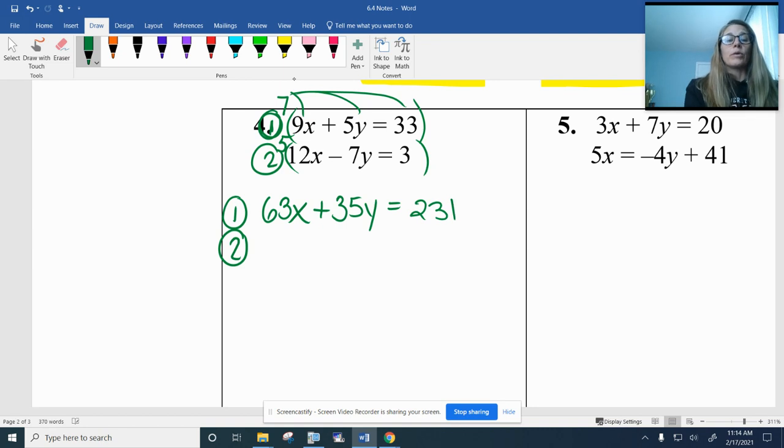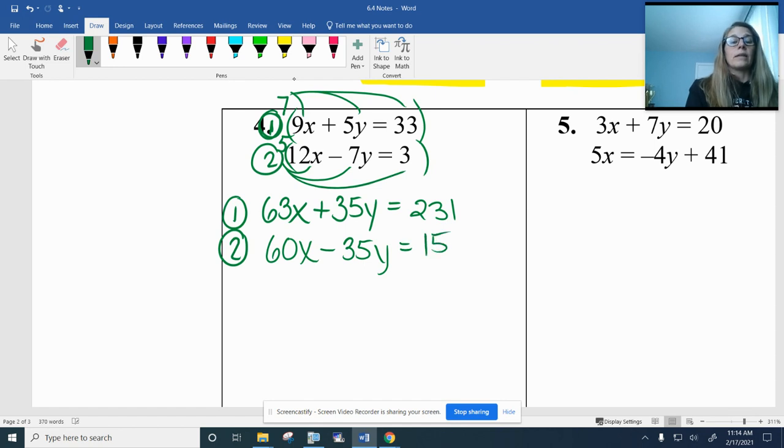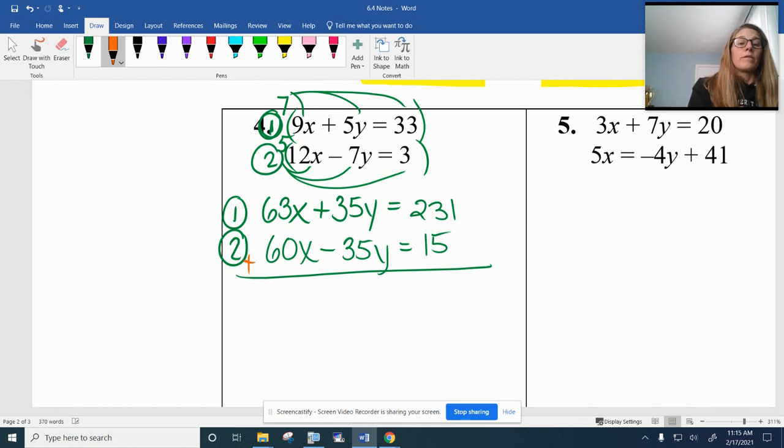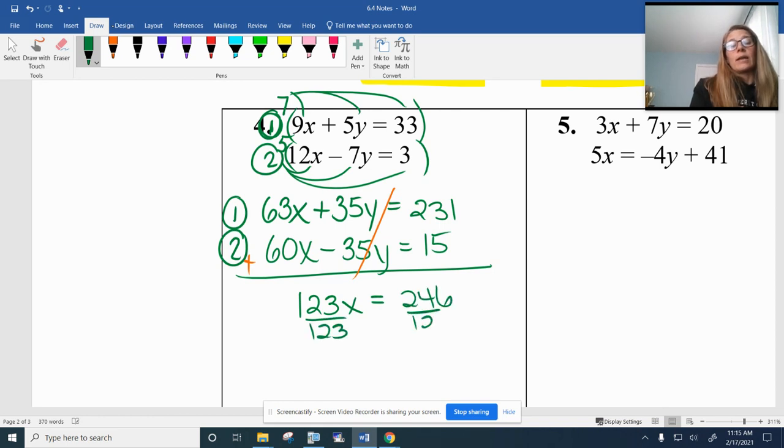Okay, now on the second row, we're doing 5. 5 times 12 is 60x. 5 times negative 7 is negative 35y. And 5 times 3 is 15. Now we can add these up. Of course, the y's will cancel in this situation. So we have 123x equals 246. And we divide, and we get x equals 2.